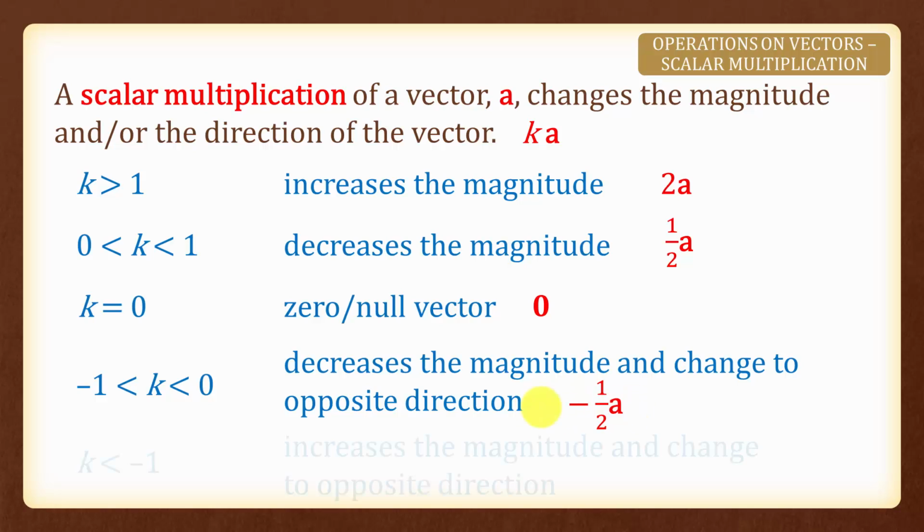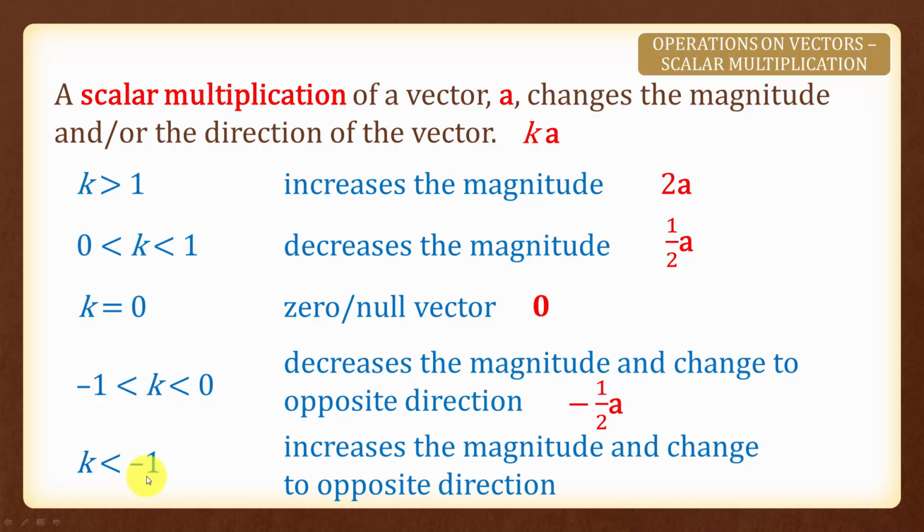opposite direction. If k is less than negative 1, this will increase the magnitude and change it to the opposite direction. For example, negative 2A means that the vector will be double in magnitude, but the direction will be opposite.